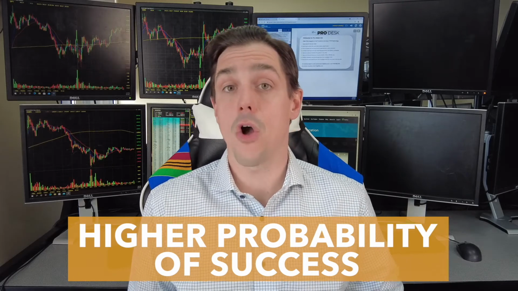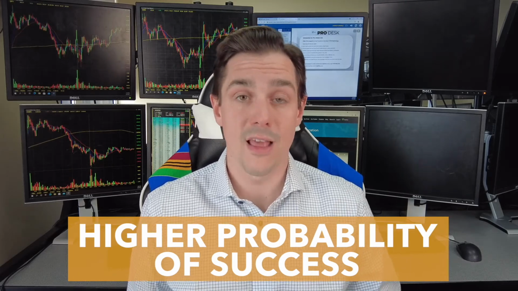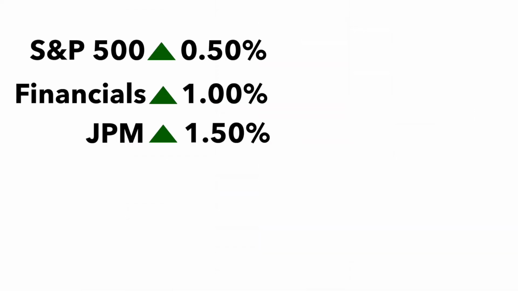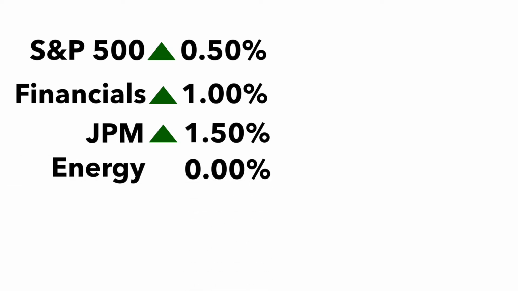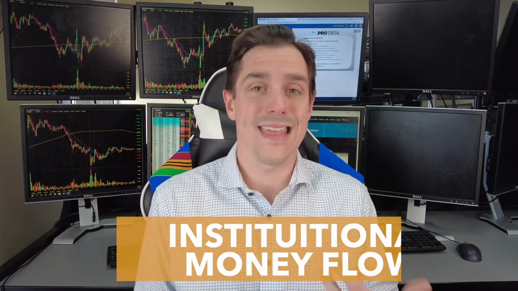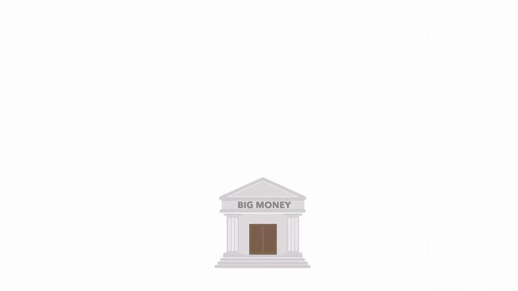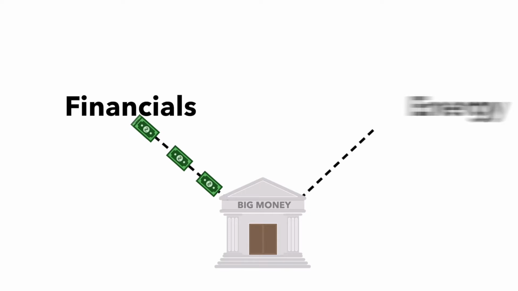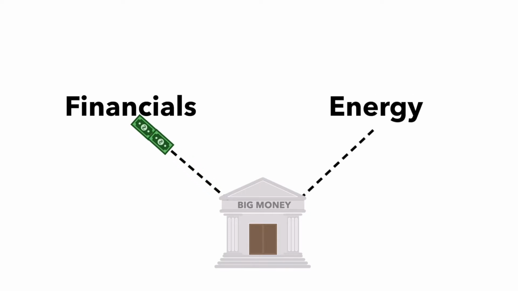Now, if I was looking to go long a stock today, I'm going to have a higher probability of success by going long the stock that has the relative strength. I'm going to have a higher probability of success going long the financials, which are up a full percentage point today, than going long maybe energy, which is flat on the day when the market's up that 0.5%. Why are the financials strong today? Why is energy weak? Well, it has to do primarily with institutional money flow. If the big money is rotating for whatever reason into financials compared to energy or tech today, then that's what's going to create the relative strength.